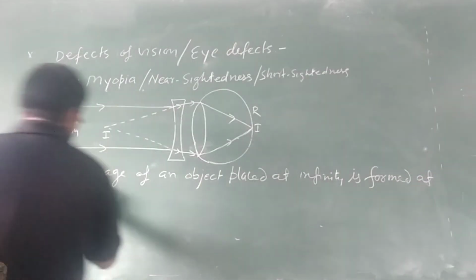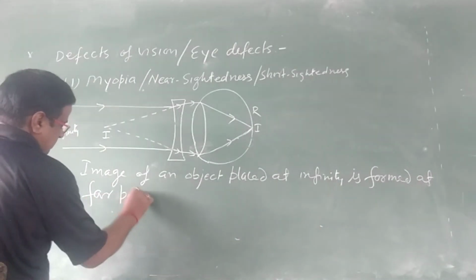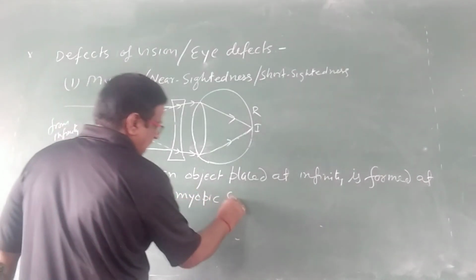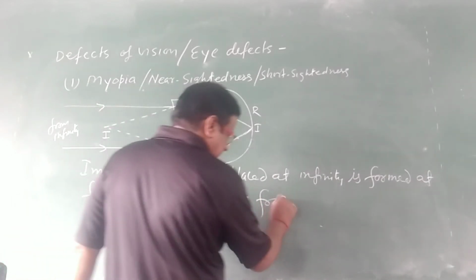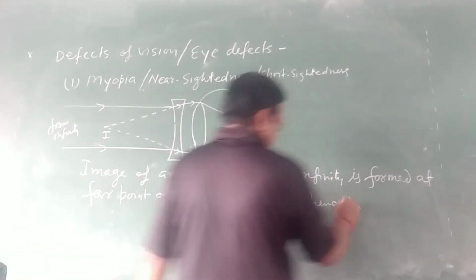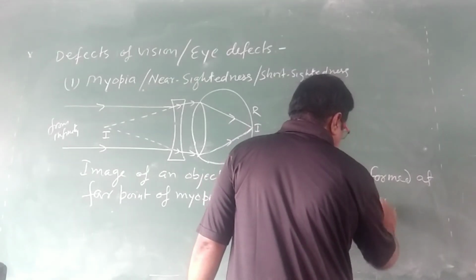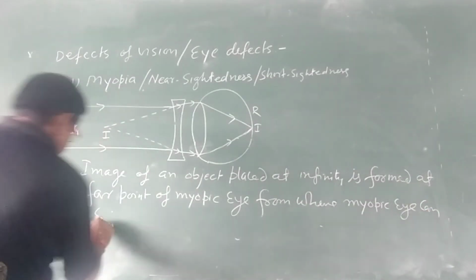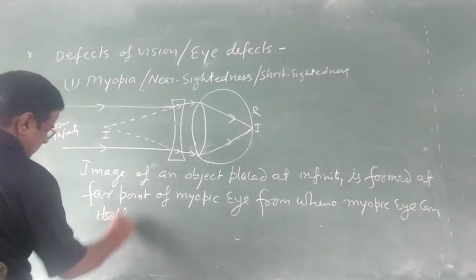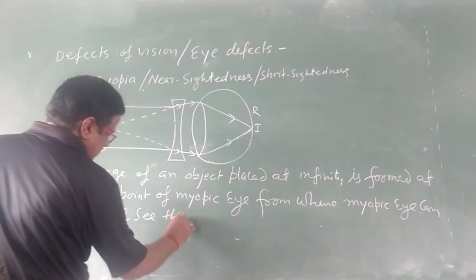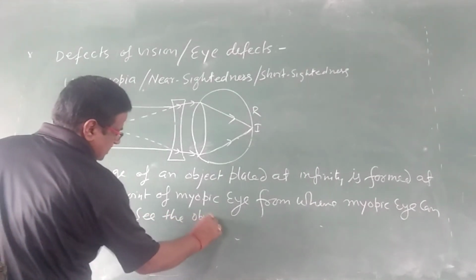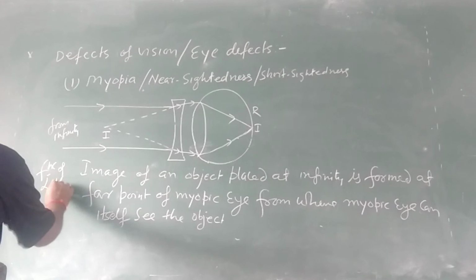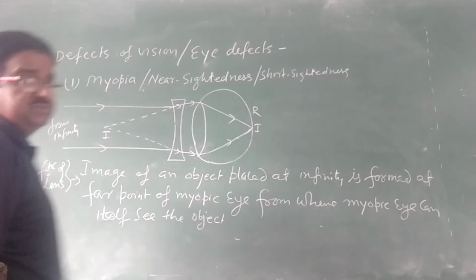The image of an object placed at infinity is formed at the far point of the myopic eye, from where the myopic eye can itself see the object. This is the function of the lens.